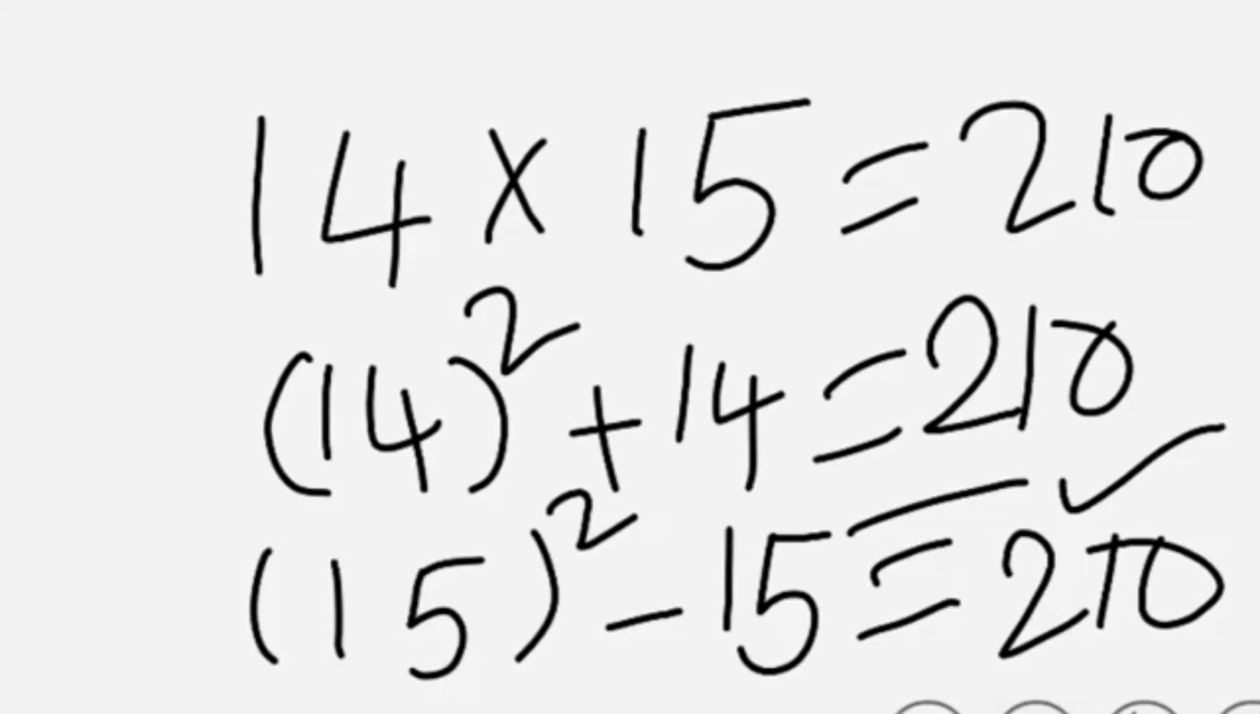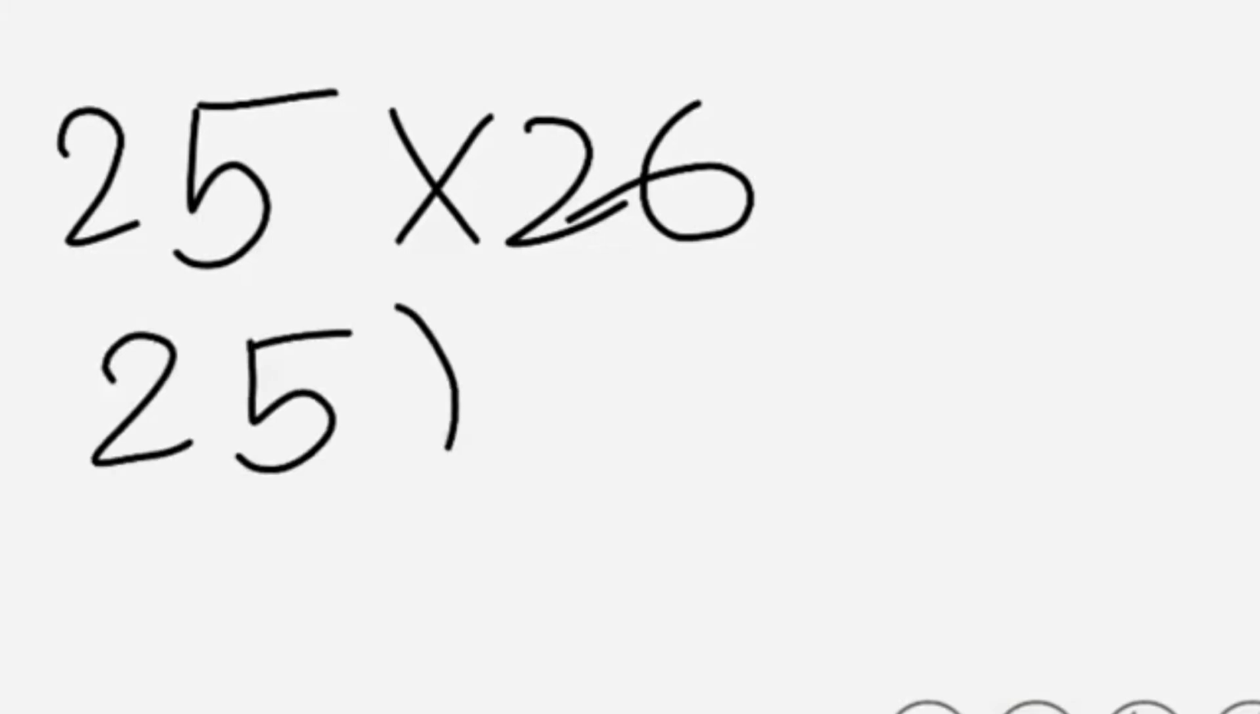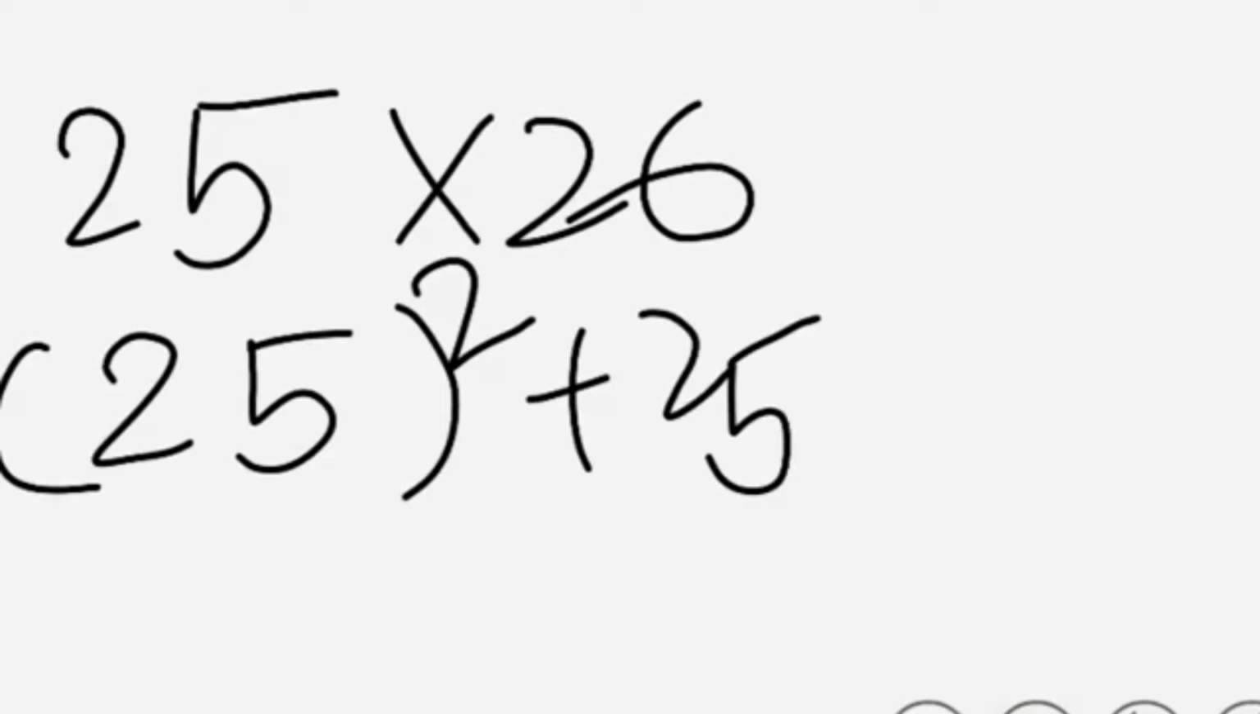So let's take another example to get a clear idea about this topic. Let's take an example like this, 25 into 26. So how to calculate this? Apply the same procedure that we did previously. Take the small number from this, square it and add the small number. So 25 square plus 25, so 625 plus 25 would be 650.